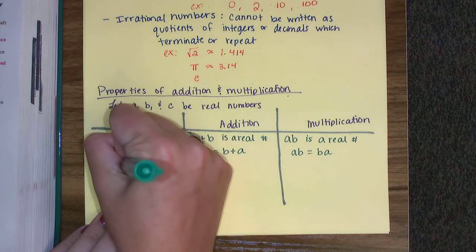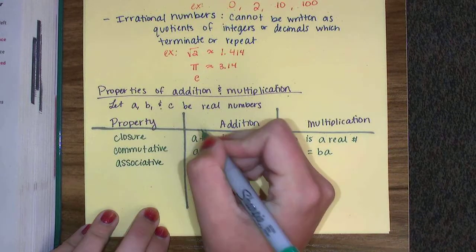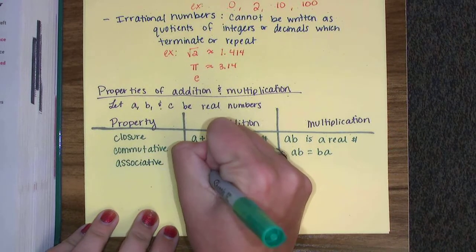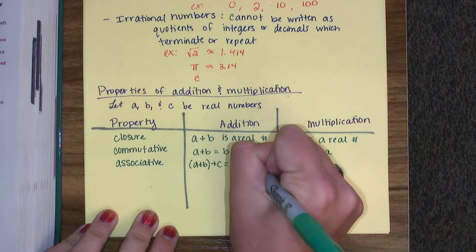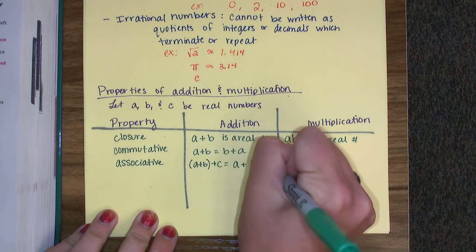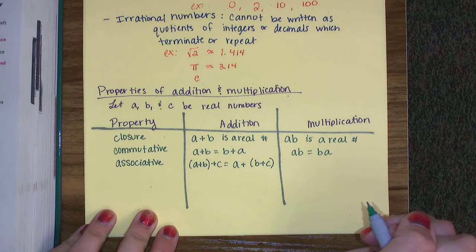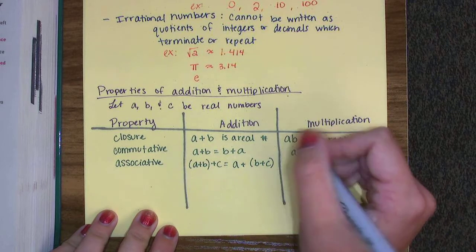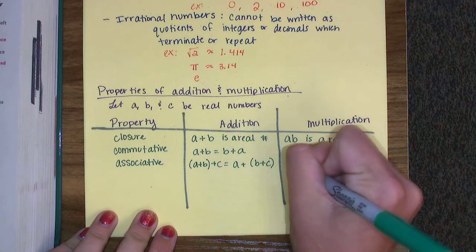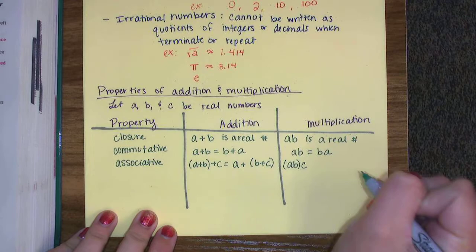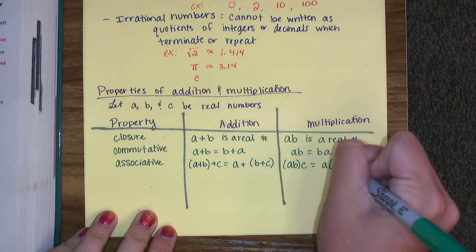Next is associative, which says that in parentheses A plus B, close parentheses, plus C is equal to A plus parentheses B plus C, close parentheses. And then for multiplication, you have A times B in parentheses times C is equal to A times parentheses B times C.